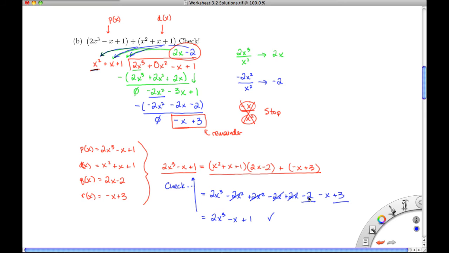In terms of WebAssign, this is the way that they're going to want this written, in terms of breaking it down to d of x times q of x plus r of x. So this is definitely something that you're going to want to be careful with when we're doing the homework.